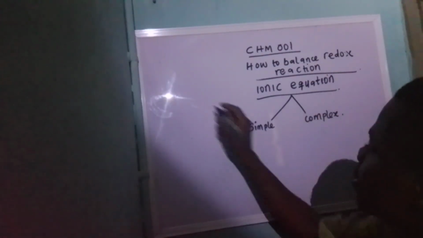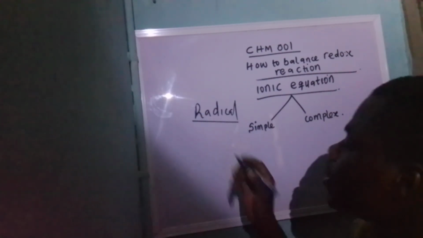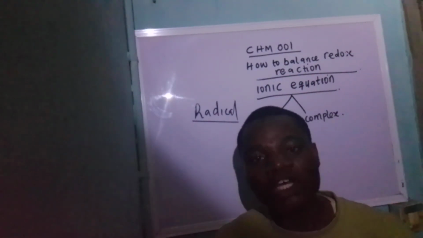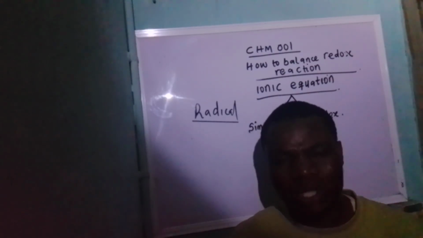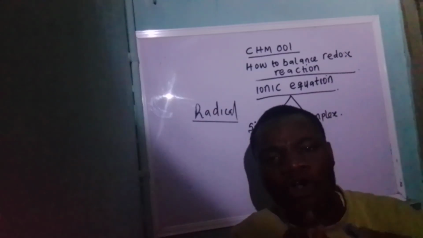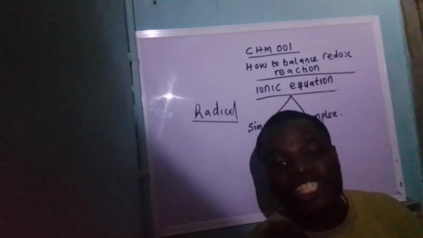What differentiates the two is that a simple ionic equation is a type of equation that does not contain radicals, while the type of equation that contains radicals is called a complex ionic equation. What are radicals? Radicals are groups of atoms or elements that possess charge. Ions are not groups of elements; they are single elements or atoms that possess charge.